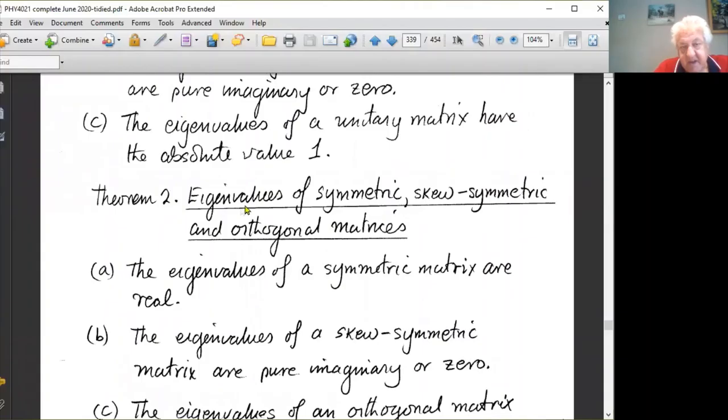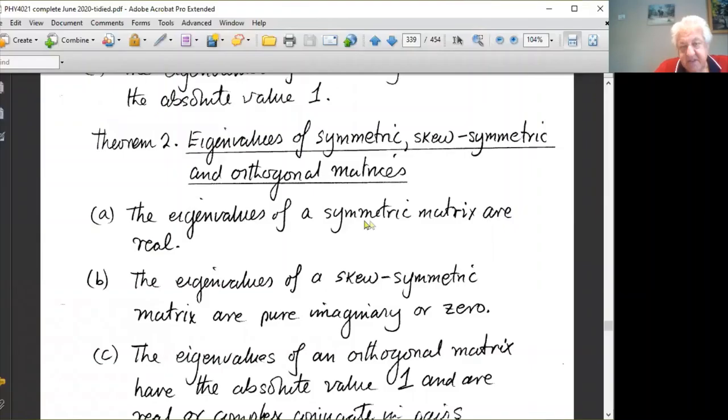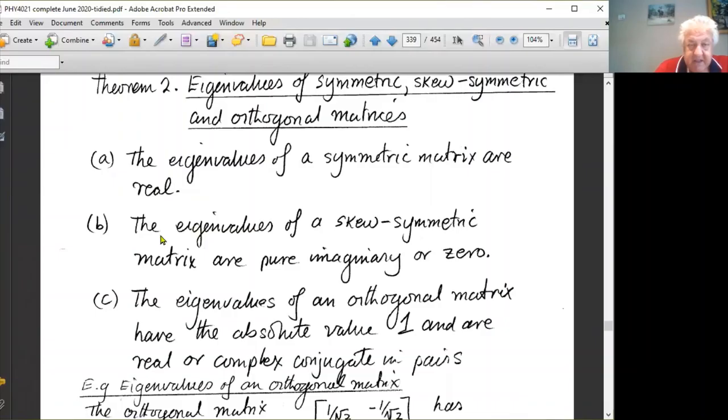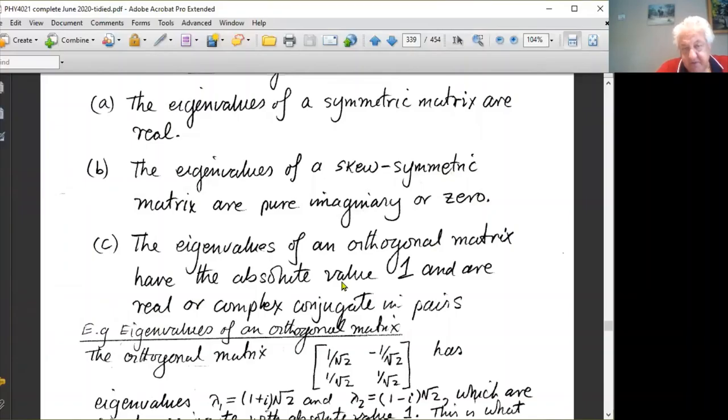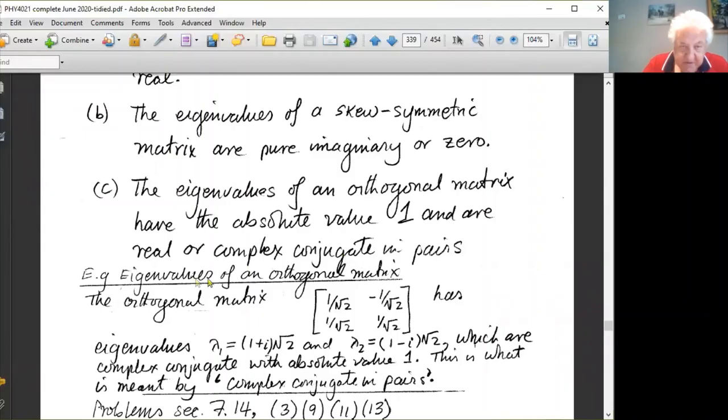Theorem 2, eigenvalues of symmetric, skew-symmetric, and orthogonal matrices. The eigenvalues of a symmetric matrix are real. The eigenvalues of a skew-symmetric matrix are pure imaginary or zero. The eigenvalues of an orthogonal matrix have absolute value 1 and are real or complex conjugate in pairs. Okay, this one maybe needs an example to explain what is meant by complex conjugate in pairs.